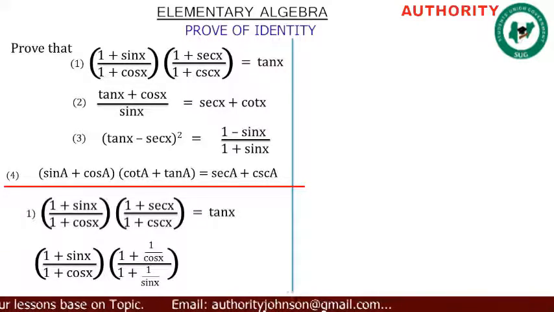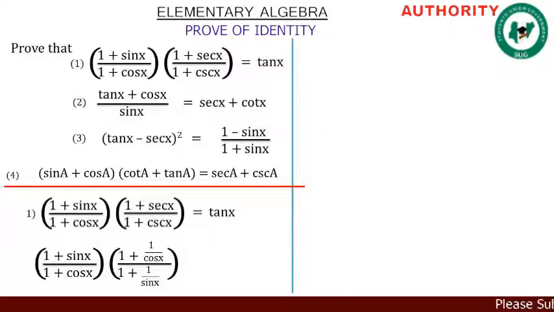So in the second bracket, 1 + sec x becomes 1 + 1/cos x, and 1 + cosec x, cosec x is also the inverse of sine x, so we say 1/sin x. That means we have (1 + sin x)/(1 + cos x) in bracket, then the second bracket (1 + 1/cos x)/(1 + 1/sin x). All right, now let's go.